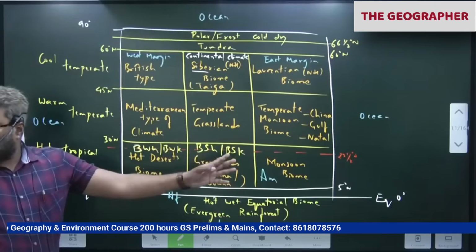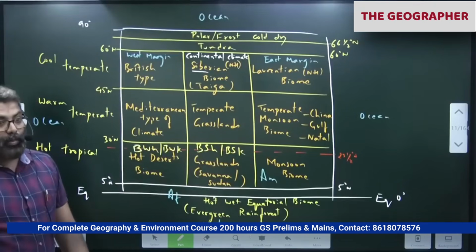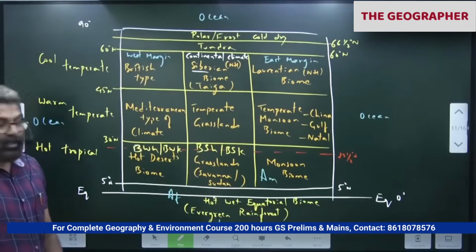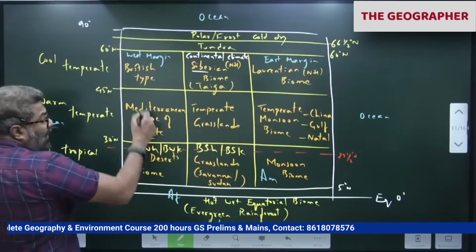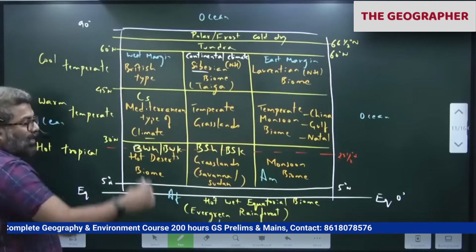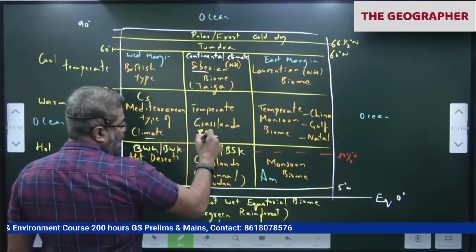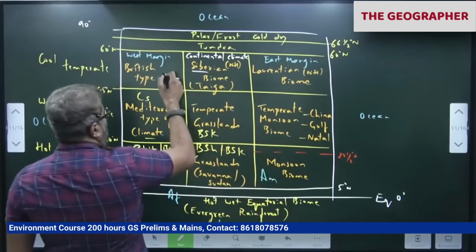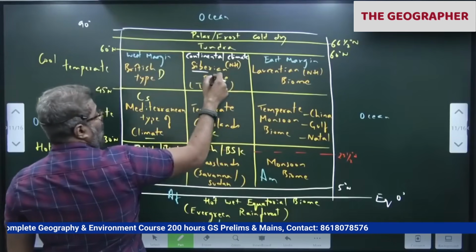I'll cover this. I'll add that also into the topic. Then it will be very nice. Questions they are asking like this, integrating. So Mediterranean type of climate, winter rain, CS. Okay, like that I can mention. This BSK, this one here. Okay, British type. This is DF.